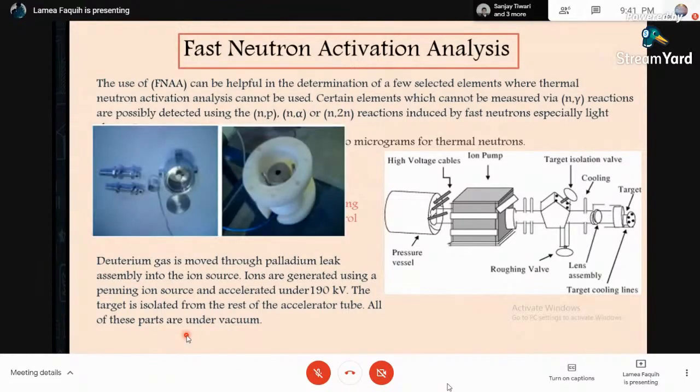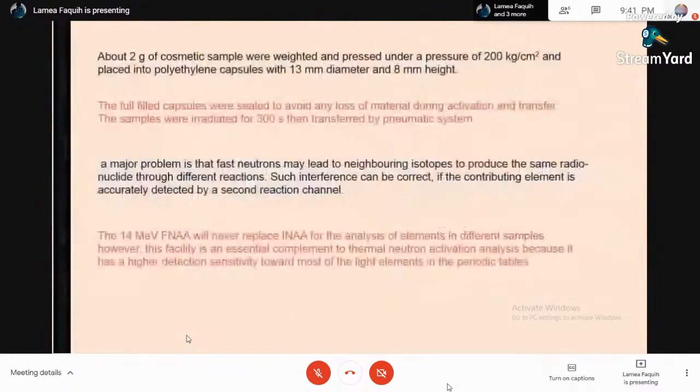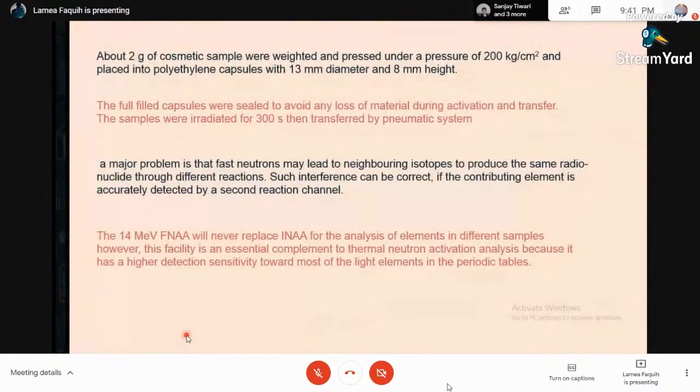Basically, this is what a Penning ion source looks like. It's just an ion source that works to establish high voltage and low pressure. So finally, its work is to discharge ions. So ions are generated and accelerated, in the range of around 190 volts, to the target, and the target is isolated from the rest of the accelerator tube, and all of this setup is kept in vacuum only.